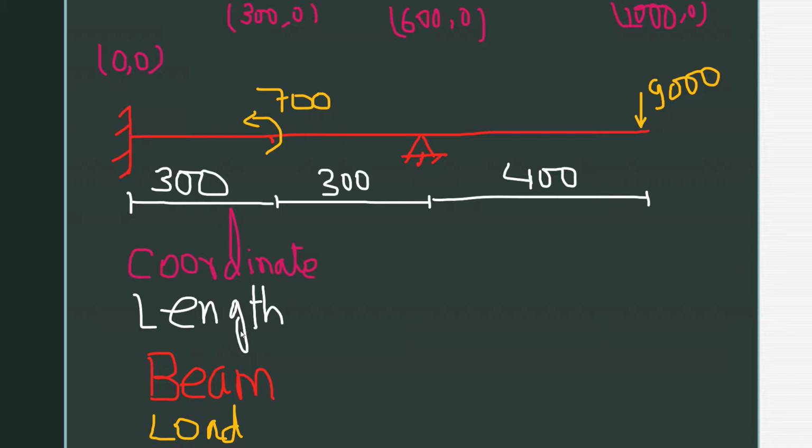The lengths are written here: this span is 300, this is 300, and this is 400. The coordinate 0, 0 is a fixed support, at 300 comma 0 a moment acts in the anti-clockwise direction with a magnitude of 700, a hinge support is there at the coordinate 600 comma 0, and a concentrated force is acting at the 1000 comma 0 coordinate.